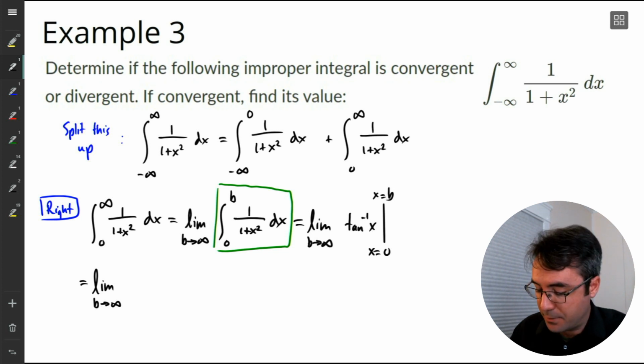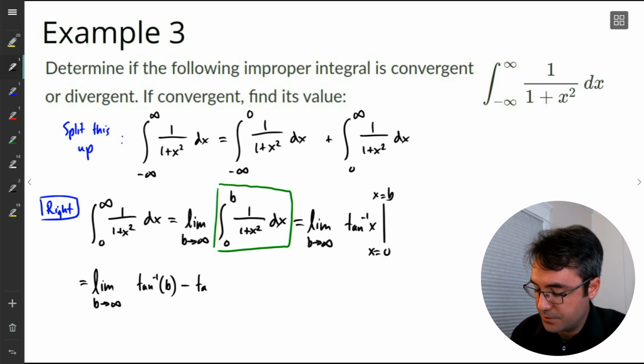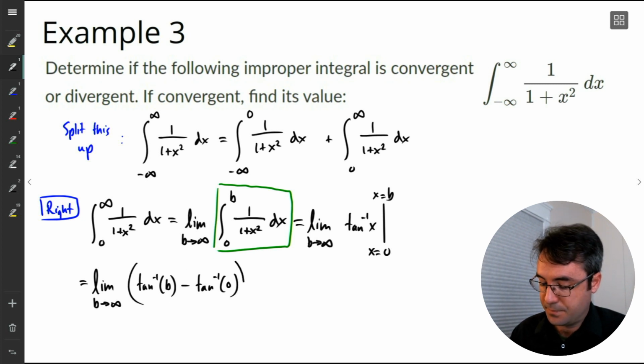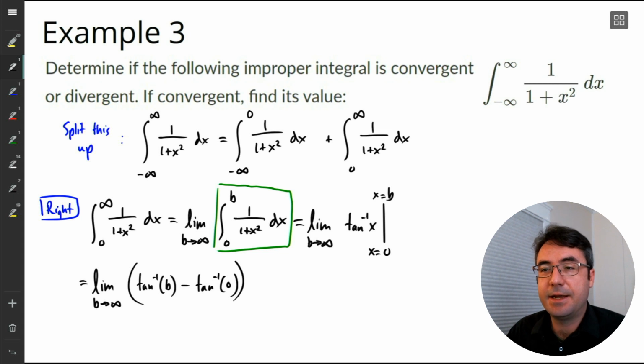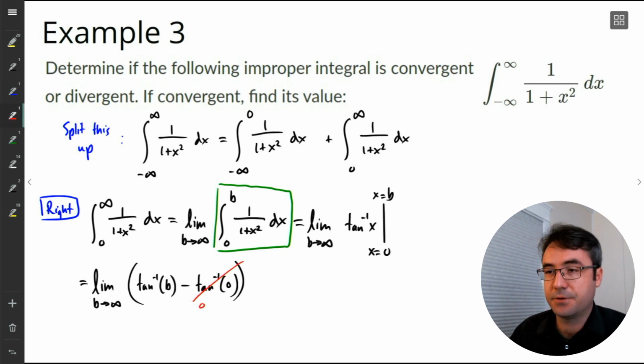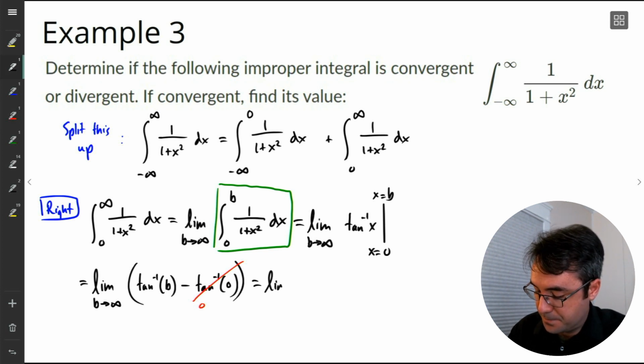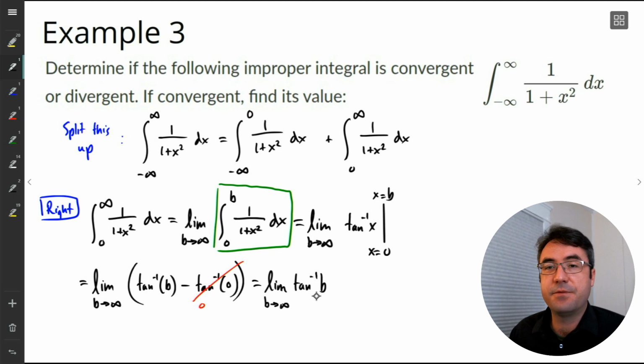So we're going to plug the top number in. So we get inverse tan of b. Then we plug in our lower limit, which is 0. So we get inverse tan of 0. And we can simplify this. So inverse tan of 0 is just 0. So that's going to be gone. So we're really just looking at the limit of inverse tan of b as b goes to infinity.